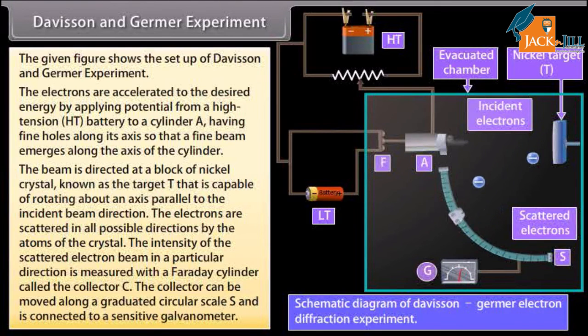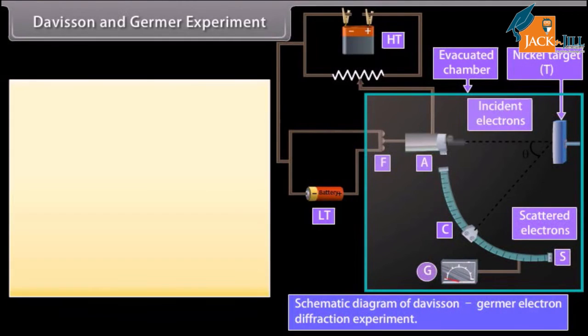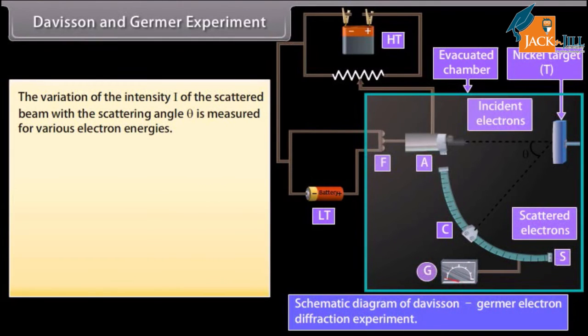The electrons are scattered in all possible directions by the atoms of the crystal. The intensity of the scattered electron beam in a particular direction is measured with a Faraday cylinder called the collector C. The collector can be moved along a graduated circular scale S and is connected to a sensitive galvanometer. The deflection of the galvanometer is proportional to the intensity of the scattered electron beam entering the collector. The variation of the intensity I of the scattered beam with the scattering angle theta is measured for various electron energies.